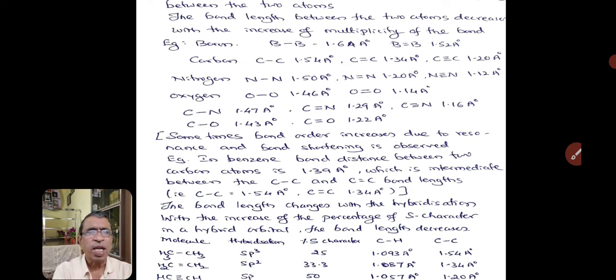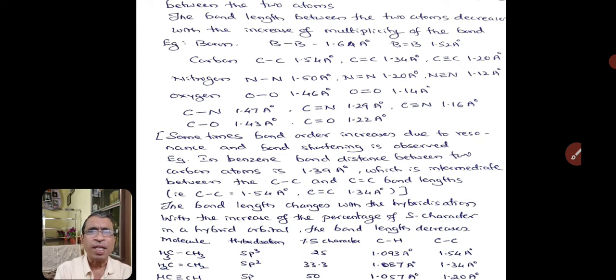Let us take some examples. If a molecule has sp3 hybridization, which we will learn about in later classes, the s character becomes 25%. The CH bond length in this case is 1.093 angstrom, and the CC bond length is 1.54 angstrom.